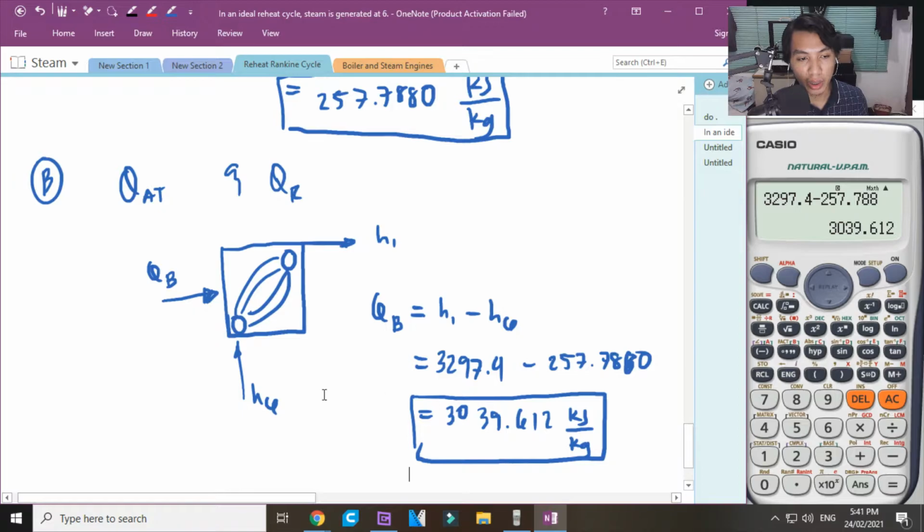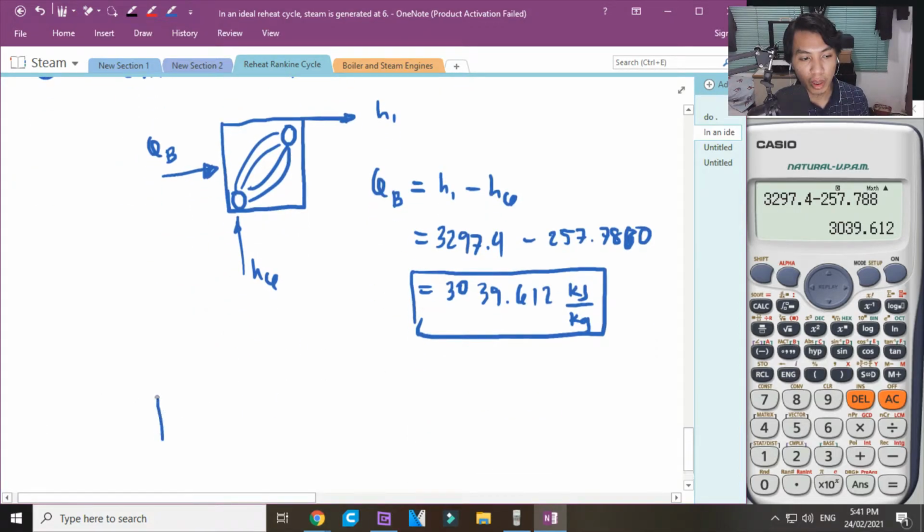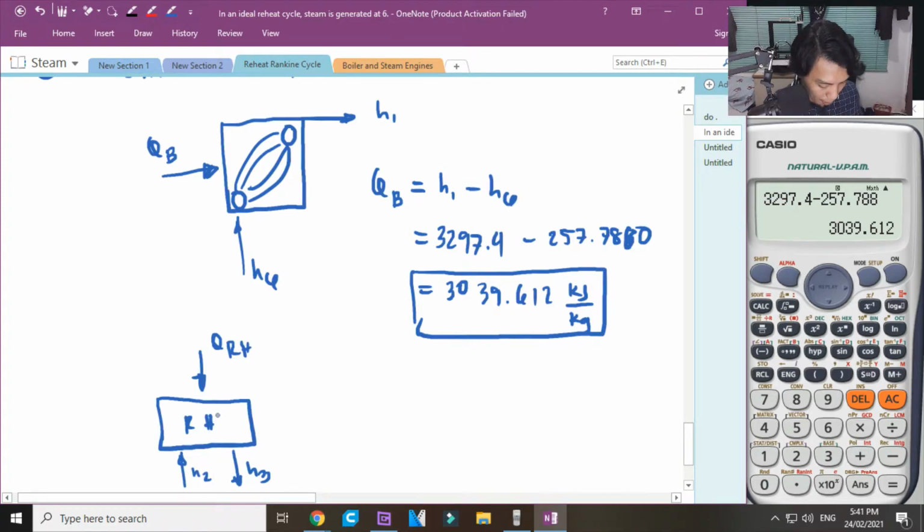How about the reheater? For the reheater, draw the RH. The drawing is a bit ugly. The QA of the RH exits as H3 and enters at H2. H3 is bigger than H2, right? This is QR. Okay? H3 minus H2.